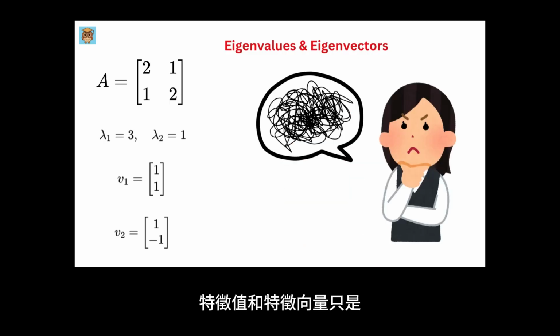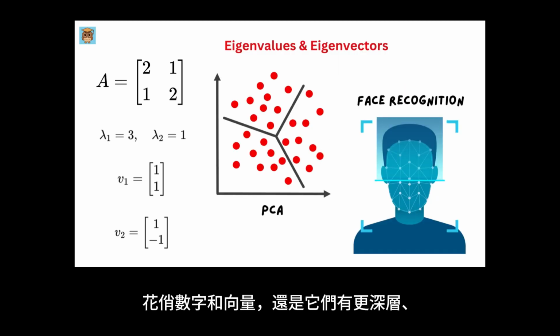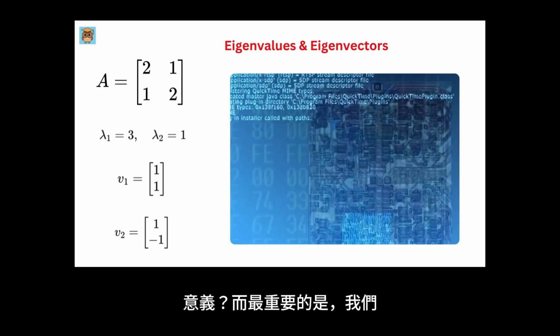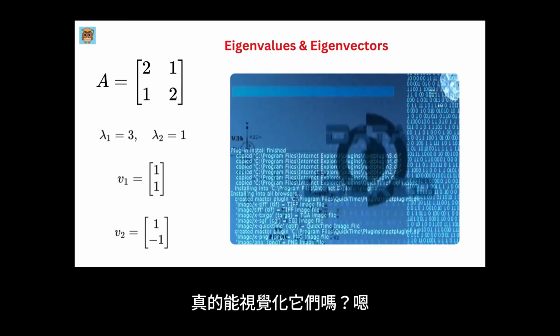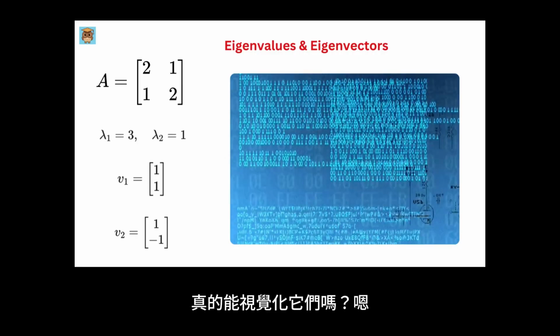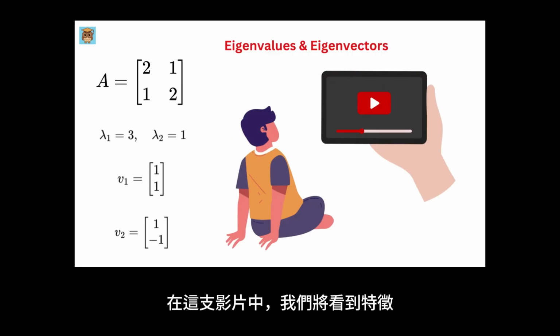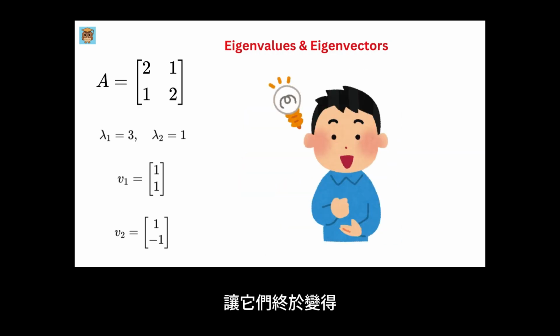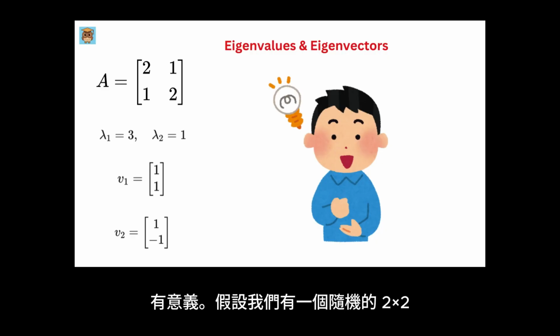So are eigenvalues and eigenvectors just some fancy numbers and vectors that pop out of an equation? Or do they have a deeper, more intuitive meaning? And most importantly, can we actually visualize them? Well, in this video, we are going to see eigenvalues and eigenvectors in action so that they finally make sense.